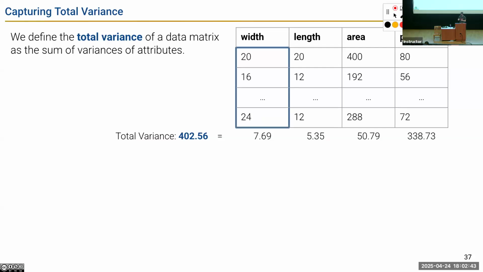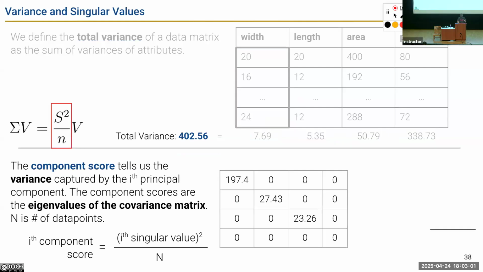So remind yourselves what we did last time. We had our original data set, we computed the variance of each of the columns, and we added them up, and we got this total variance. We had this total variance, and our goal was to come up with a representation of this data set with fewer columns that grabbed as much of that variance as possible. And so we did that.